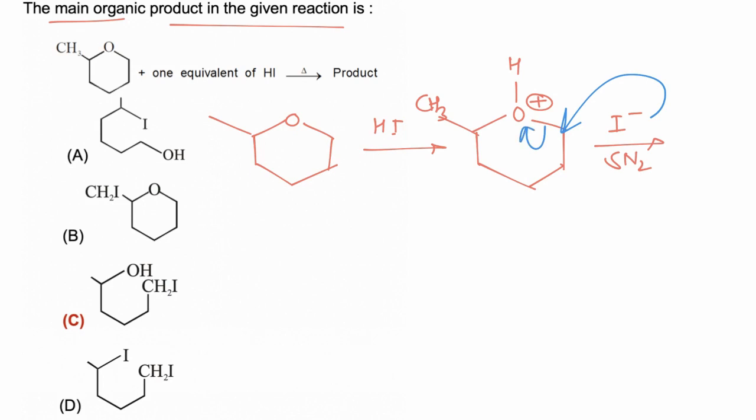Simultaneously, the carbon-oxygen electrons are shifted towards oxygen, due to which alcohol is formed as a product. Along with alcohol, this molecule also has an iodine group, and hence the correct answer is C.